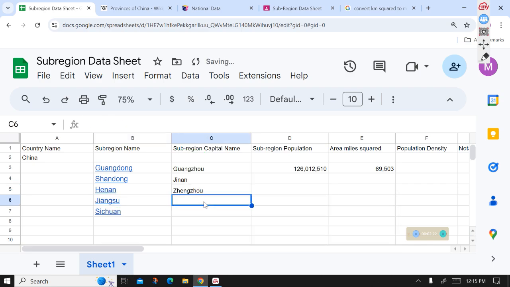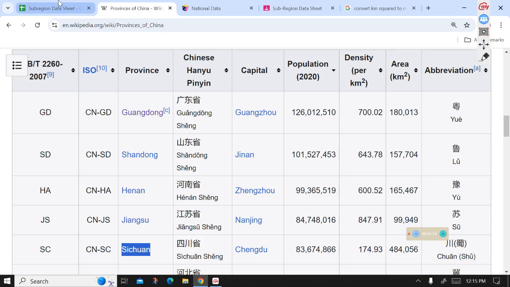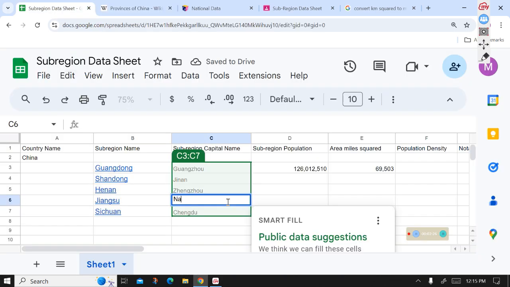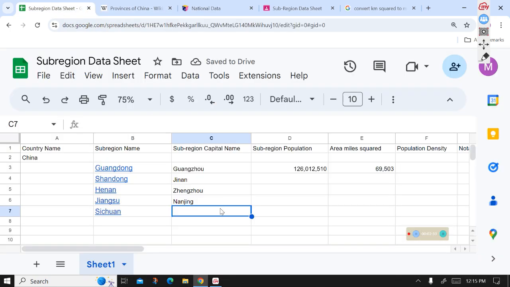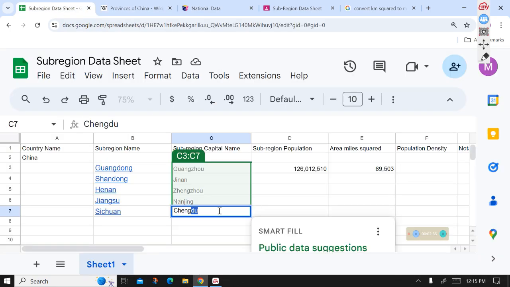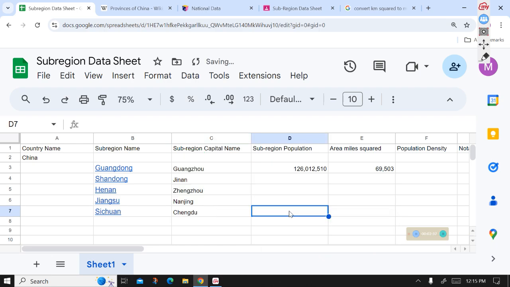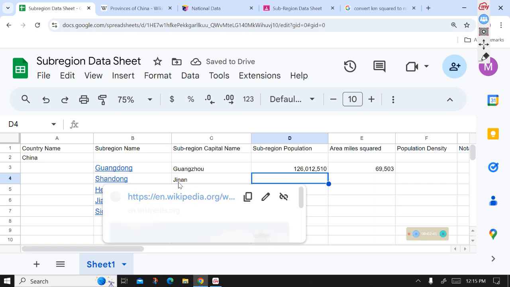Then we get this one, Jiangsu. The capital of Jiangsu province is Nanjing. And then the capital of Sichuan province is Chengdu. We can see that the spreadsheet is pretty smart and it's trying to help out a little bit, but make sure that you're controlling the process. So, Shandong right here, we have Jinan.